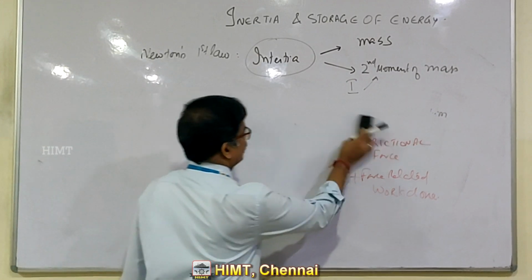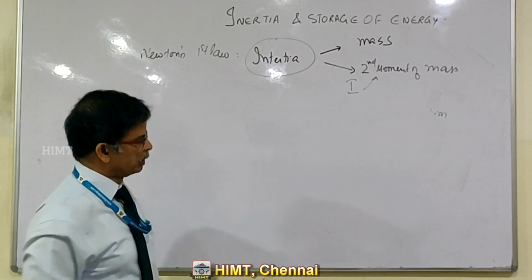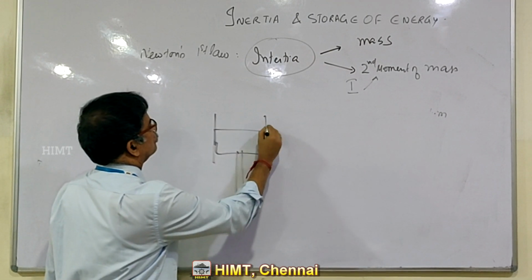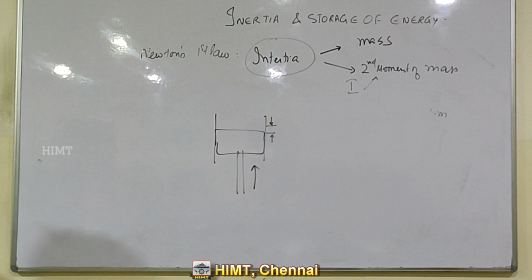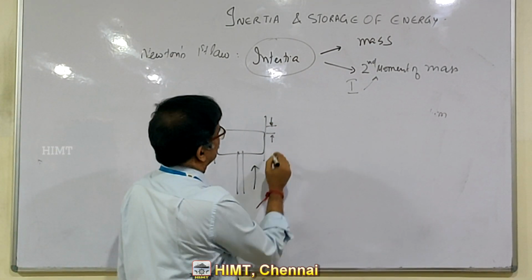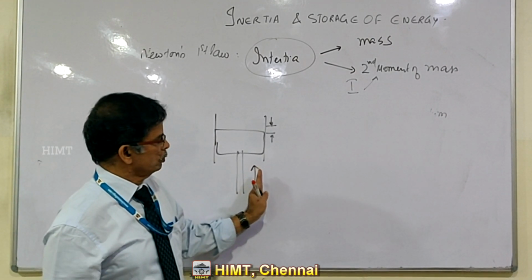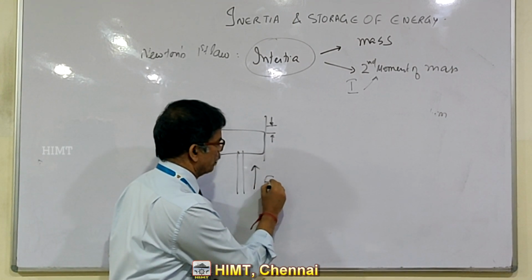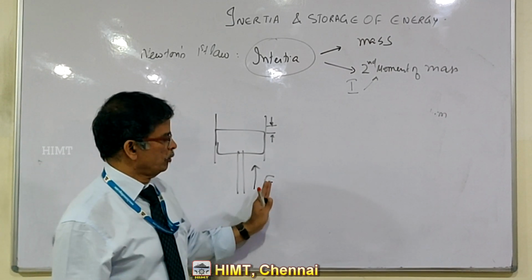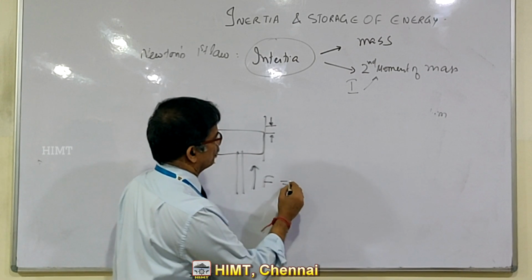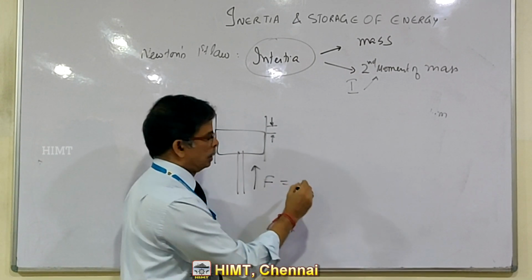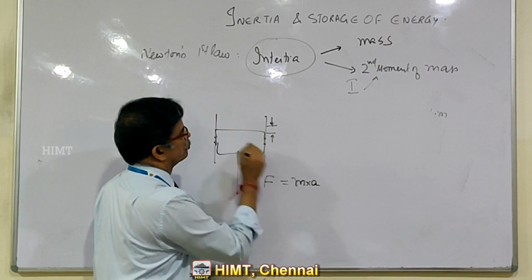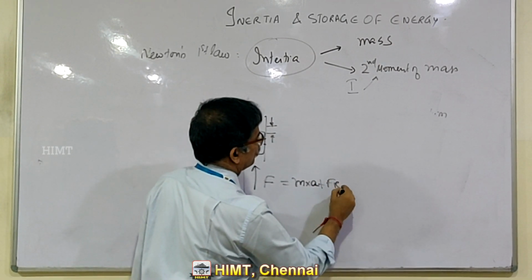So take an example of a compressor. An easy example is a compressor piston. The piston of a compressor is moving like this. Suppose when you apply a force, the piston is moving up. What is the force being applied right now? If you write the value for the force, one part will be the inertia force. That will be M into A. What will be the second part? All the friction which is opposing the motion.